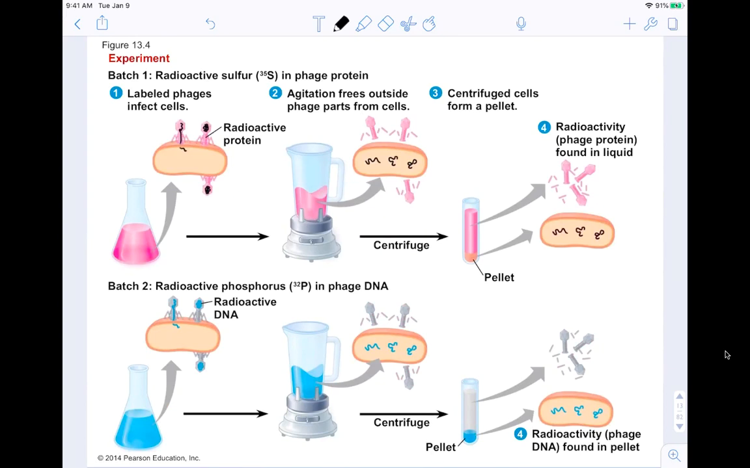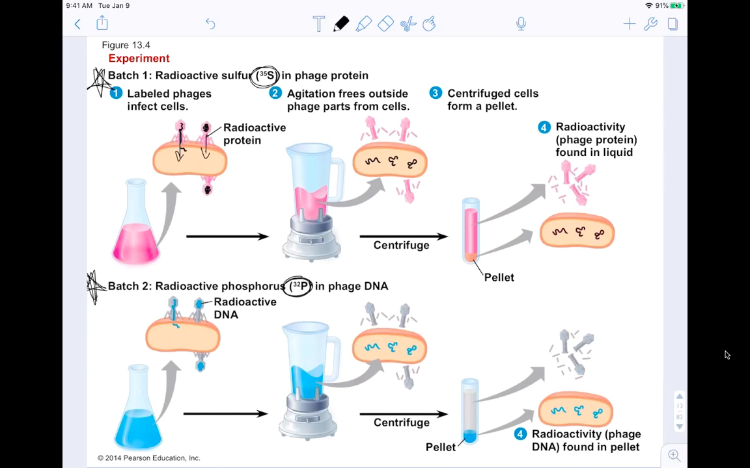They have bacteriophage and they have bacterial cells. Now, the phages are going to inject their DNA. It's kind of like a little syringe. Think about getting a shot. They're going to literally push their DNA inside of a bacterial cell. Okay, so there's two different parts of this experiment. You'll see that there's batch one listed up here and batch two listed over here. This one is dealing with radioactive sulfur and this one is dealing with radioactive phosphorus.